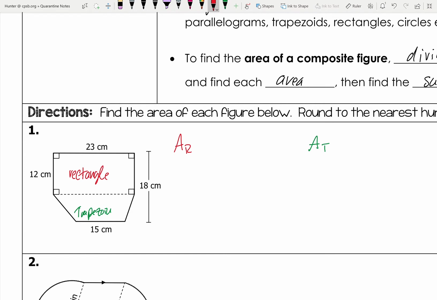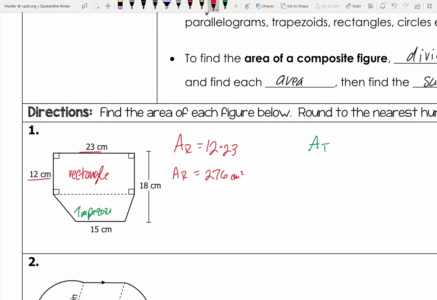So, to find the area of the rectangle, what do we need? We need the length and the width. I have a length of 12 and a width of 23. So the area of my rectangle will be 12 times 23. And that gives me an A sub R of 276 centimeters squared. Remember, all areas have squared units.